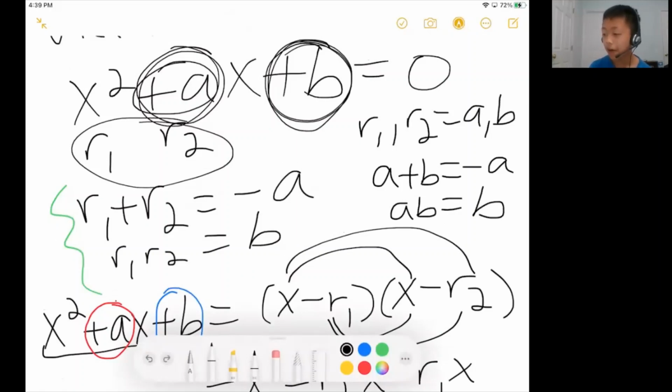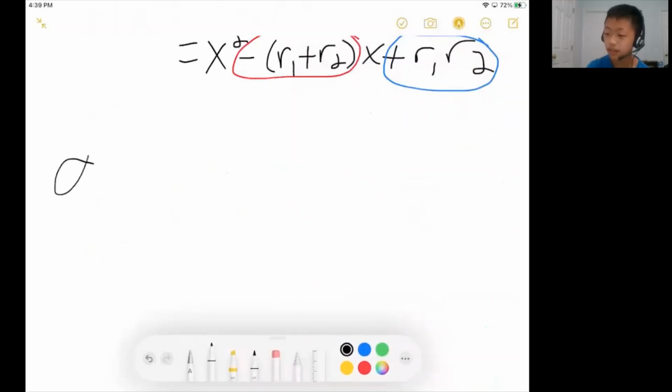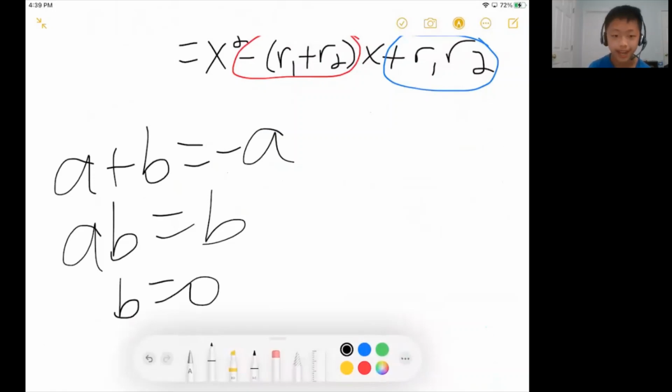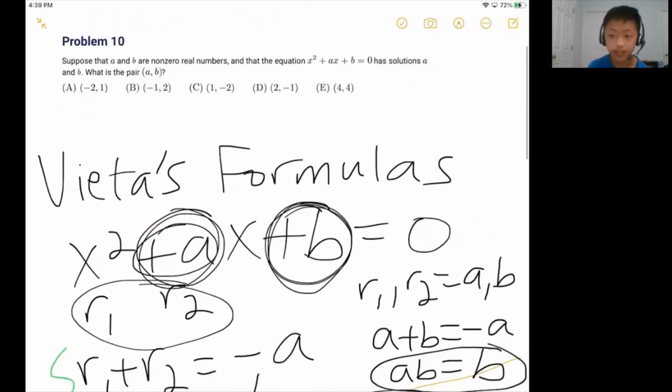Now all we have to do is solve this system of equations. You can first look at the second equation, ab equals b. There are two possibilities. Let me write the equations down here: a plus b equals negative a, and a times b equals b. From this second equation, if b equals 0, that's technically possible, but the original problem said a and b are non-zero real numbers, right?